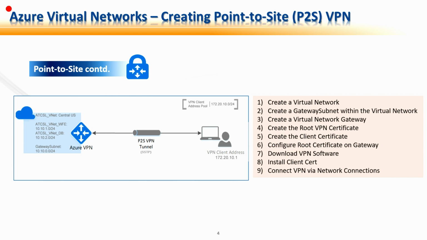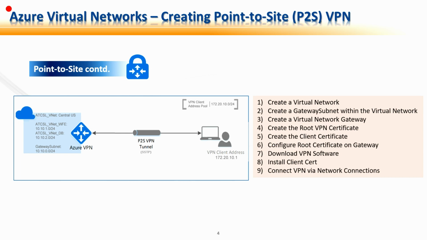Now, since the gateway subnet requires a completely different subnet to be created for the VPN gateway to function, we will have the gateway subnet, and that will be using 10.10.0.0/24. Apart from that, we are going to have a VPN client address pool of 172.20.10.0/24. So this is going to be the basic configuration, and once that is done, we will try to install the VPN client and try to access the virtual network that we have created.